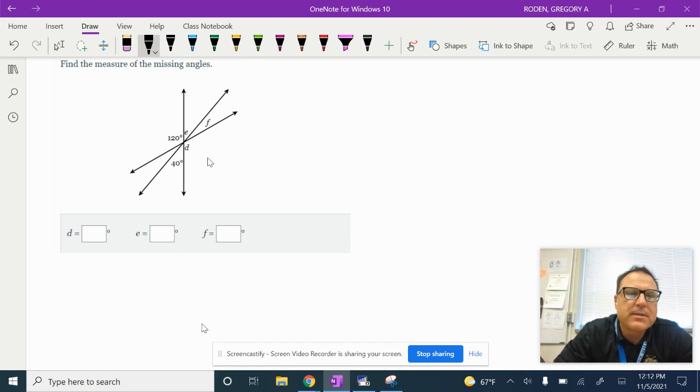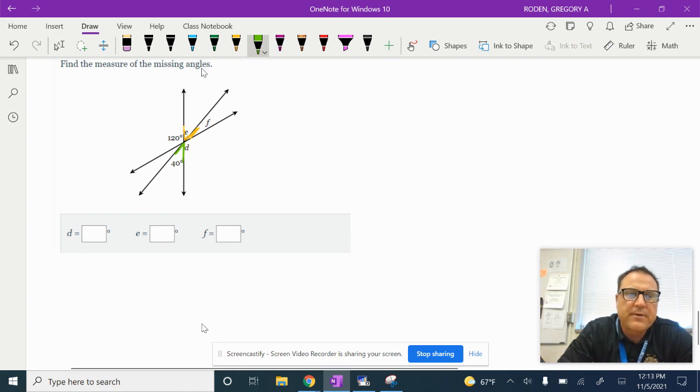Well, I see a pair of vertical angles. Look at here. See this angle right here, this angle E? That's vertical to this angle right here, 40 degrees. See how they point to each other? See how they're the exact same angle? They're just opening up in different directions. Okay, do you see that? They share two lines. So we have two vertical angles.